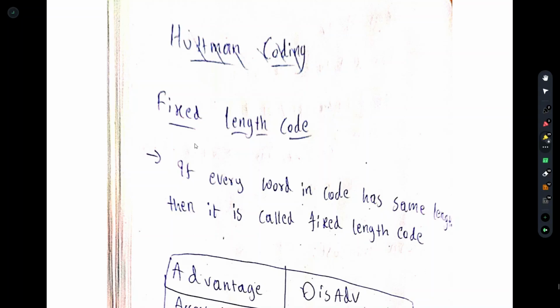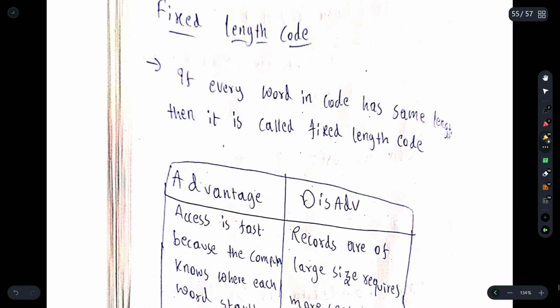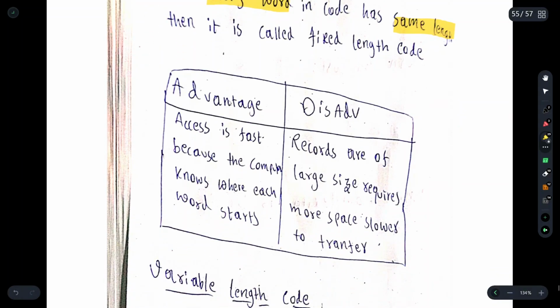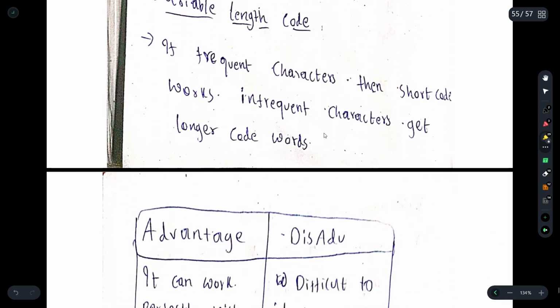Whereas this fixed length code is nothing but we can consider one fixed value for every string. So we can consider every word in a code as the same length. Every word with the same length is called a fixed length code. We can fix it so that it takes only 5 bits of data for each word in the whole string. The advantage is that access is fast because the computer knows where each word starts. The disadvantage is that sometimes the records are of large size, so it gets slower to transfer.